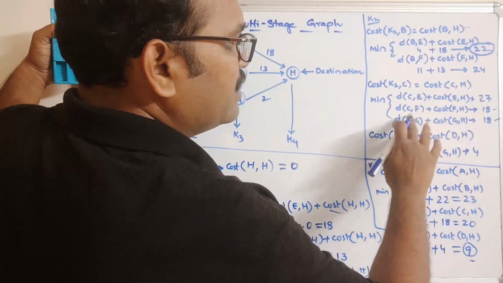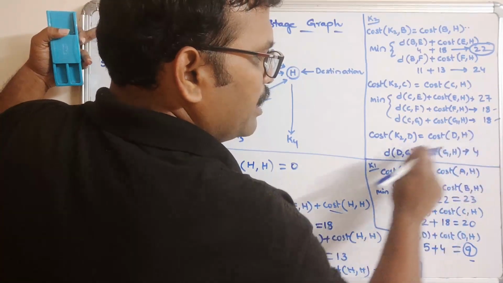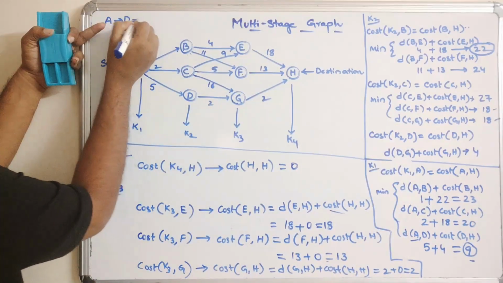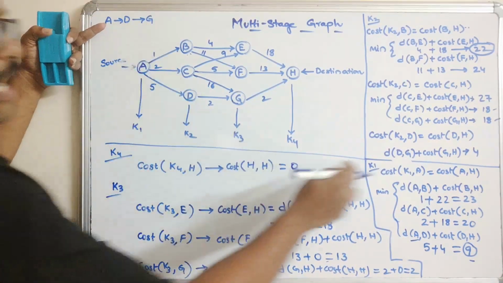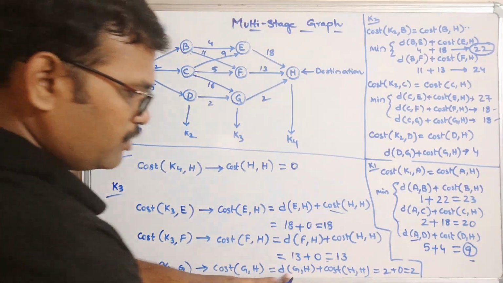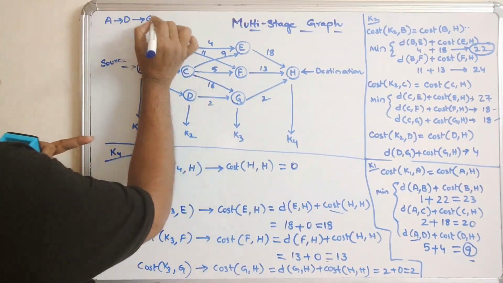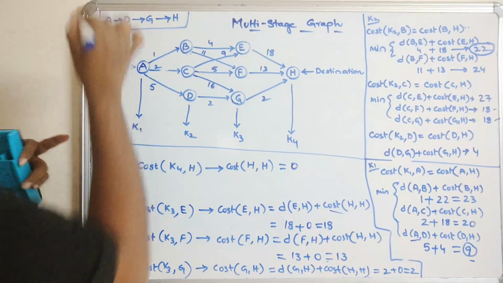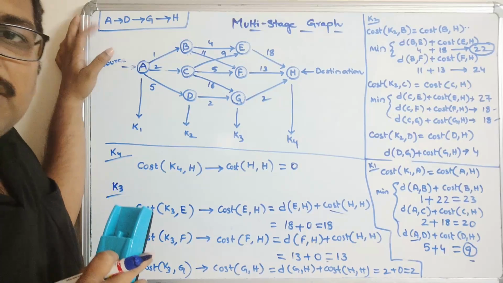Go to the cost of DH. Where is the DH? This one. So here DH is G, D to G. So after D we have to visit G, and then the cost of GH. What is the GH here? From G we can go to H. So among all the different paths, this one is the shortest path.